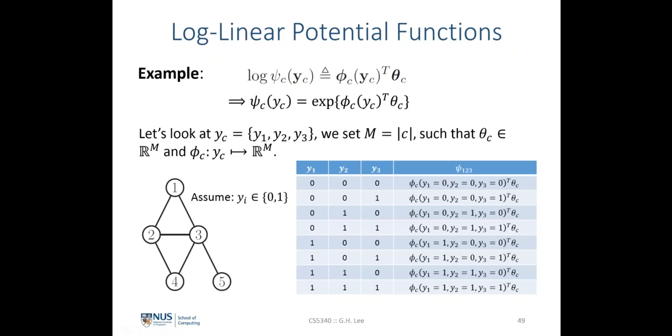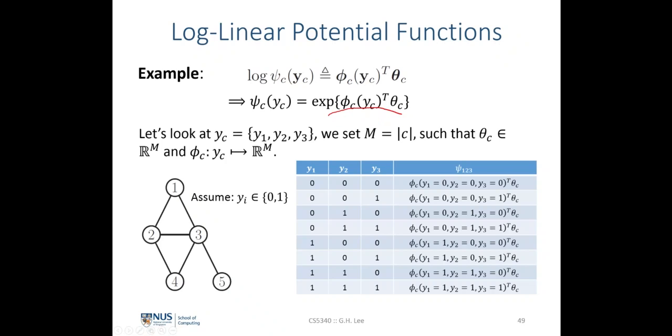An example here would be to represent this particular undirected graphical model that we have seen earlier using the log linear potential function. In this case, we will represent each clique as a dot product term of the feature vector multiplied by the parameters in the local clique. So this implies that the local potential function is equal to the exponential of this term over here.